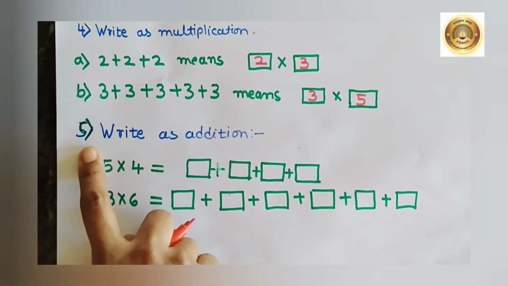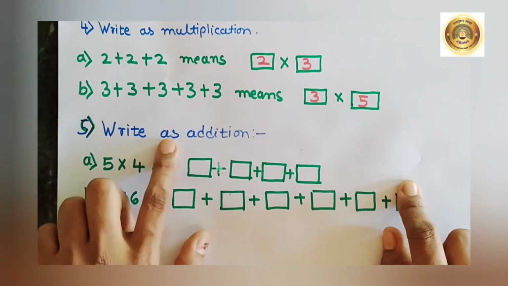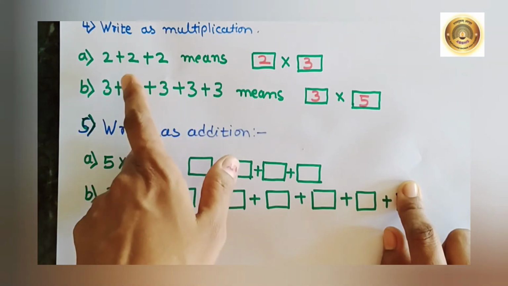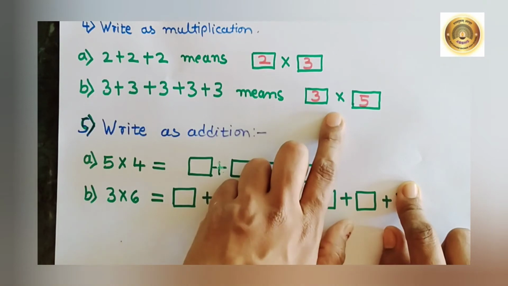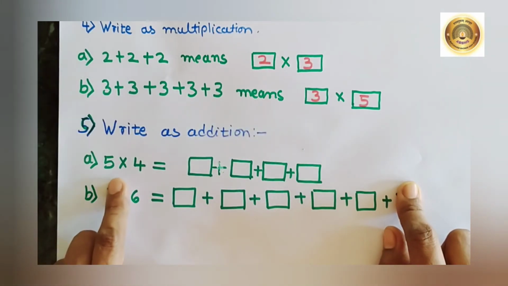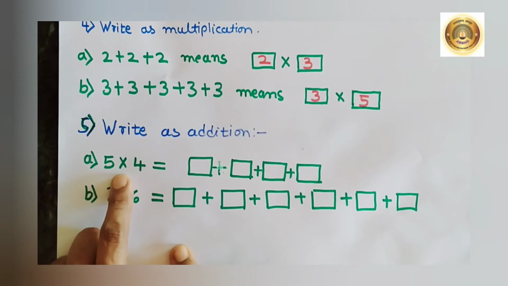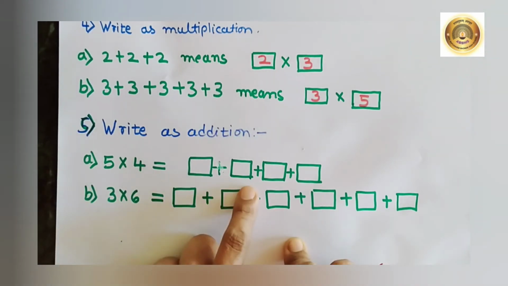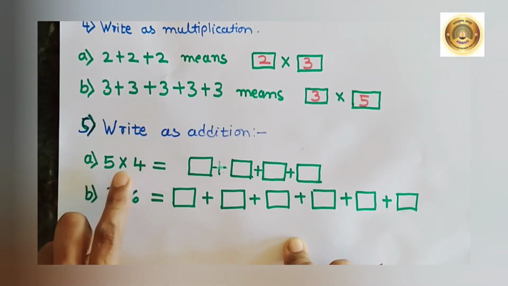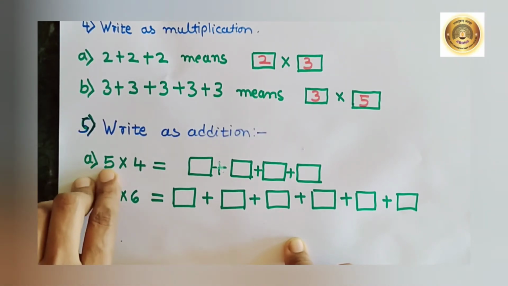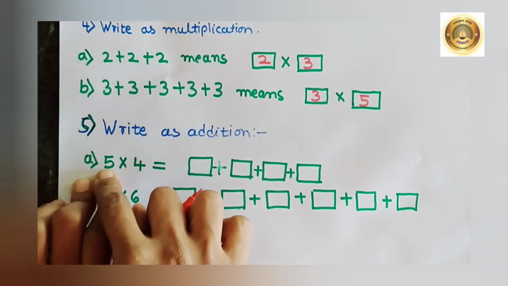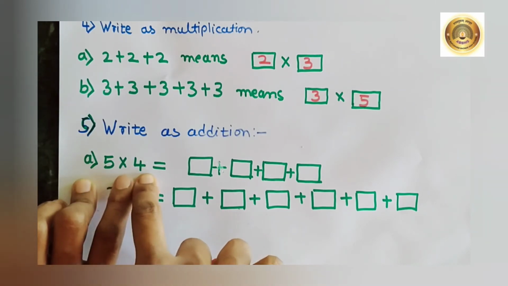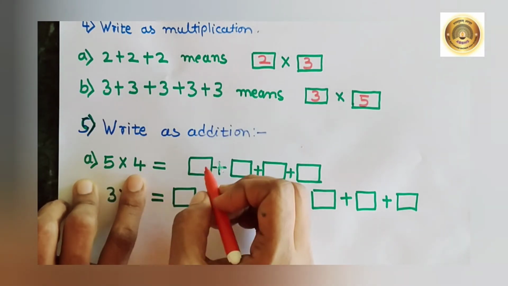Here in the next question they gave you to write as addition. Means you have to do the opposite way of this question. Here they have given you the multiplication form and you have to convert it into addition form. So what do you mean by 5 multiplied by 4? The first number that is given, that must be repeating. Means 5 is repeating how many times? 4 times.